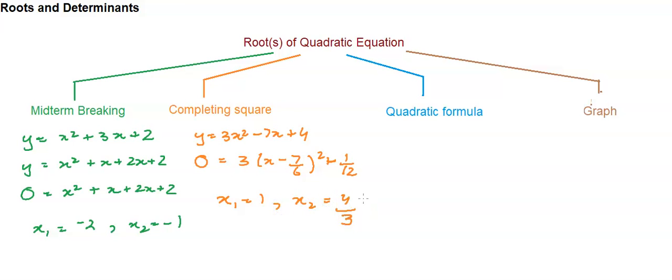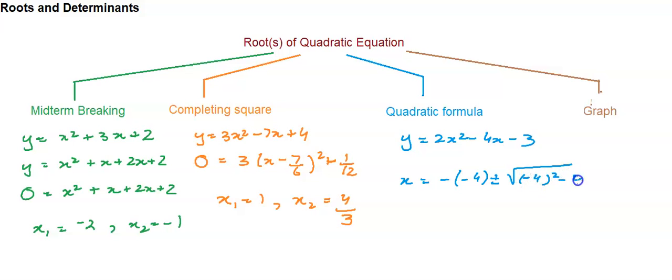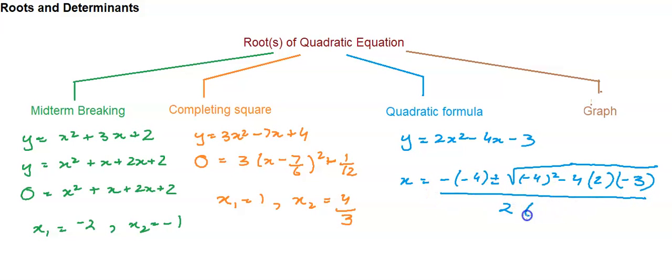Now on to the quadratic formula. In the quadratic formula, you basically apply the formula, which is x equals minus b plus or minus the square root of b squared minus 4ac, over 2a. So let's say we're given an equation y equals 2x squared minus 4x minus 3. I'll apply the formula: x equals minus b, and b is minus 4, plus or minus the square root of b squared, so minus 4 squared, minus 4ac, a is 2, c is minus 3, over 2a. Now what was a? a is 2.